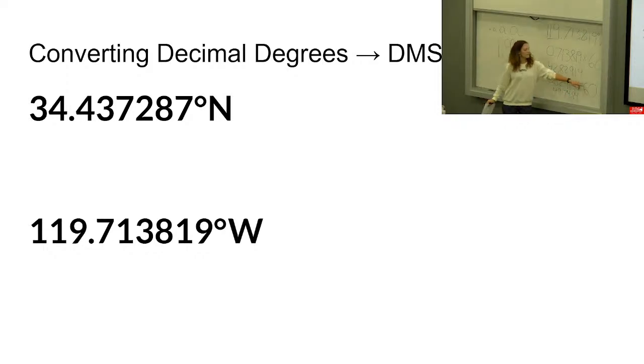So when you multiply this by 60, you get 49.7484. And so the part that's important to us here is this 49 in front of the decimal place. And so we are going to put that in our final answer, 49 seconds, and the direction is west. So here's our final answer, 119 degrees, 42 minutes, 49 seconds, west. So we just converted this decimal into that.